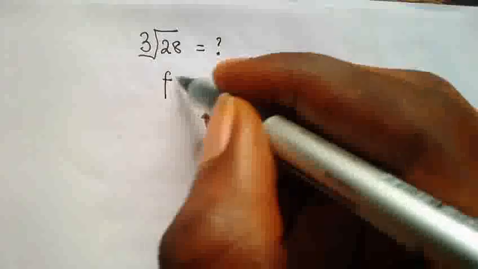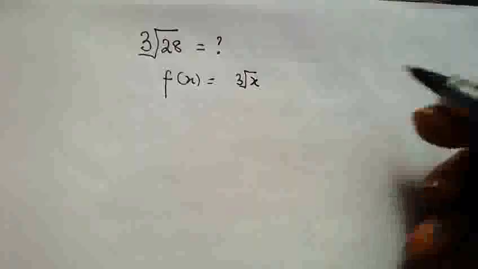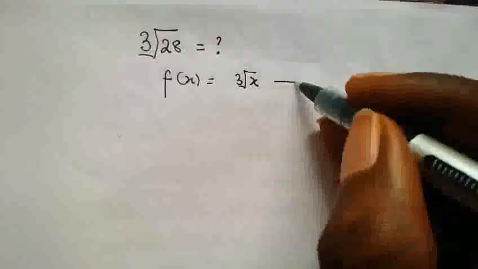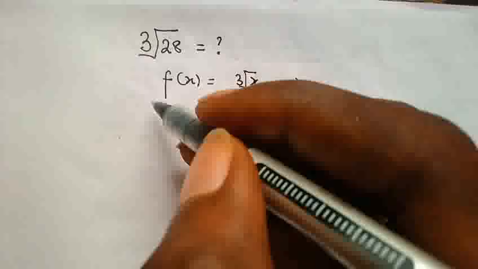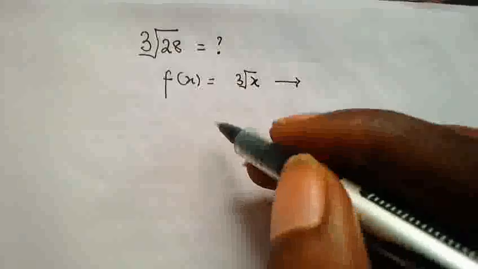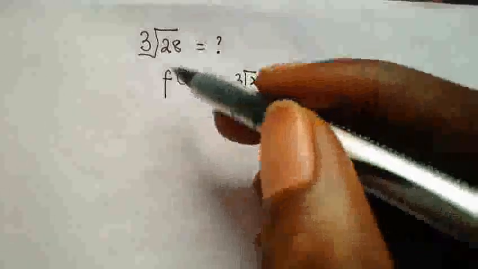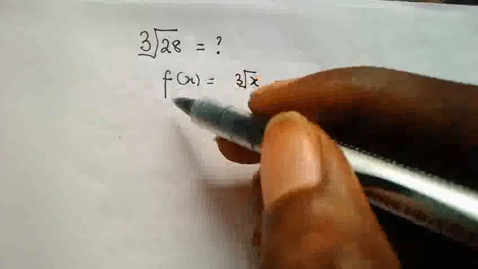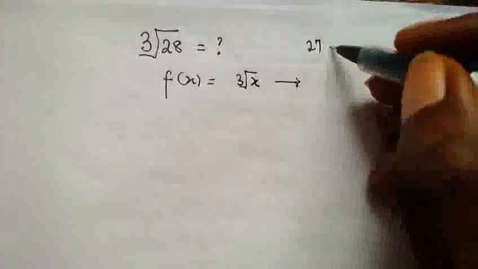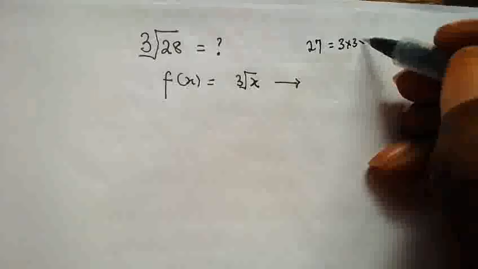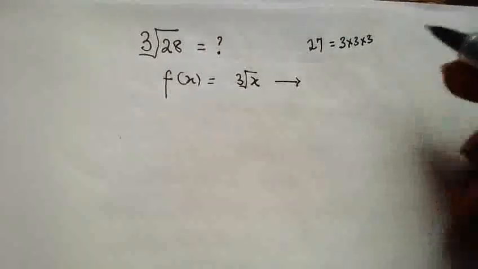Suppose we have the function f of x equal to cube root of x. Okay? Now, from here, what is going to be our x subscript 0 in this case? Remember, our x subscript 0 is going to be the nearest perfect cube to 28, and that should be 27, because 27 is equal to 3 times 3 times 3, right? Hope this makes sense. Okay, let's continue.